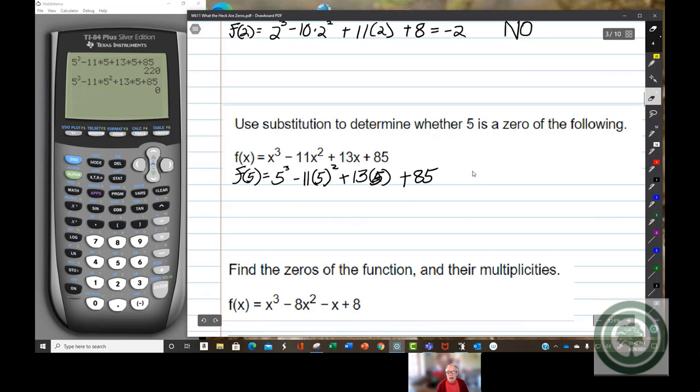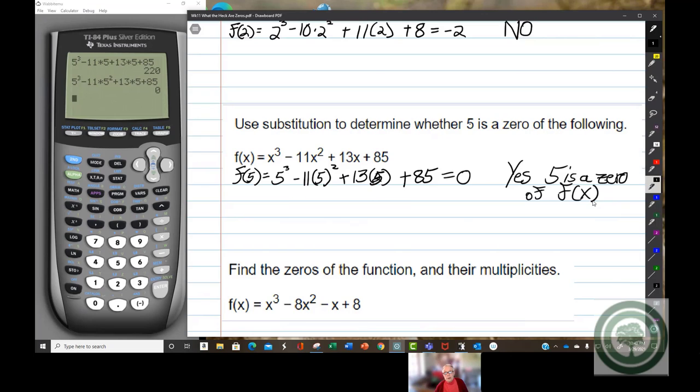Okay, it is 0, which means, let's write that down, 0 equals 0, which means yes, 5 is a zero of f of x. Zeros make the function equal 0, which is why they're named zeros. It can still be confusing. Questions, just shout it out.